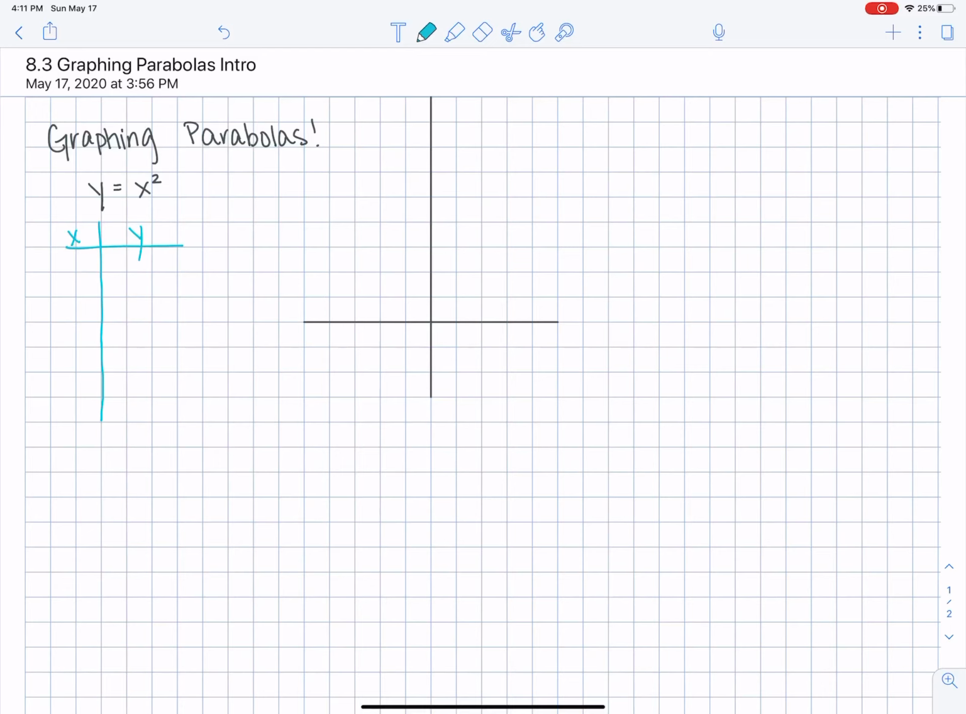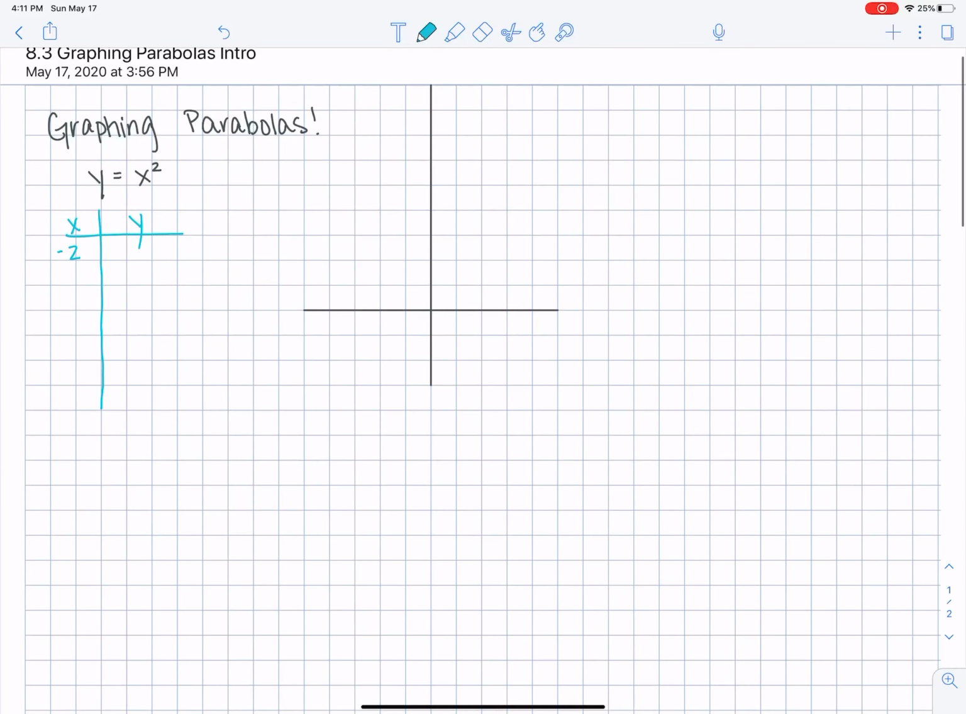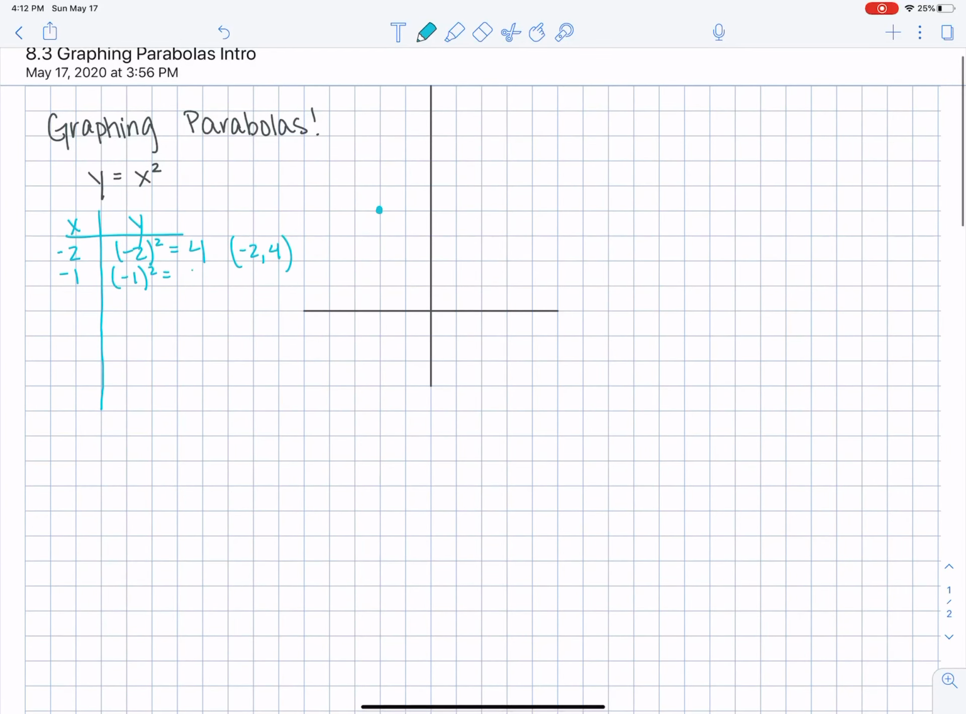So for right now, I'm going to start with plugging in -2. So I have -2 squared. That is equal to 4, meaning that this is going through the point -2, 4. -2. 1, 2, 3, 4, going through this point. Okay, then I'm going to do -1. So -1 squared is equal to 1, meaning that goes through the point -1, 1. We can graph this point.